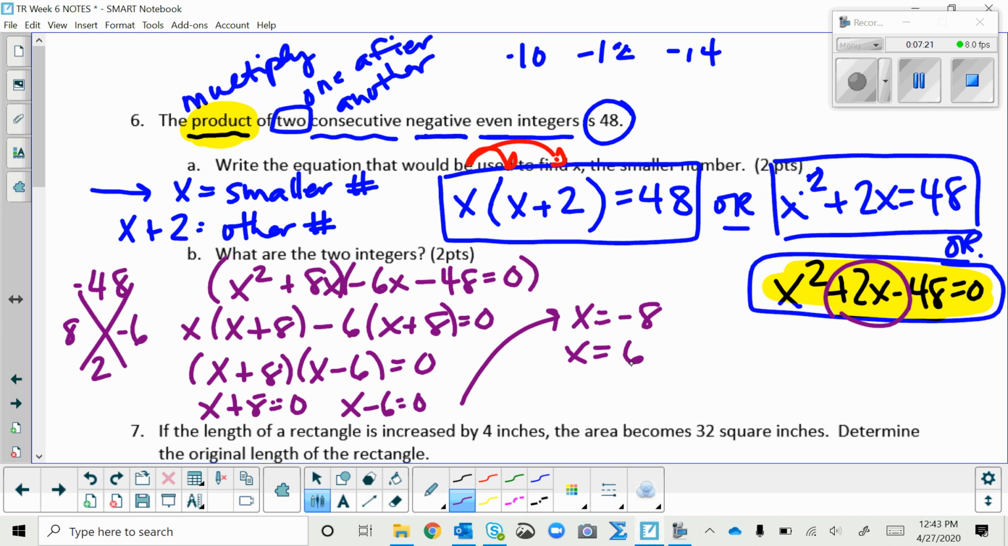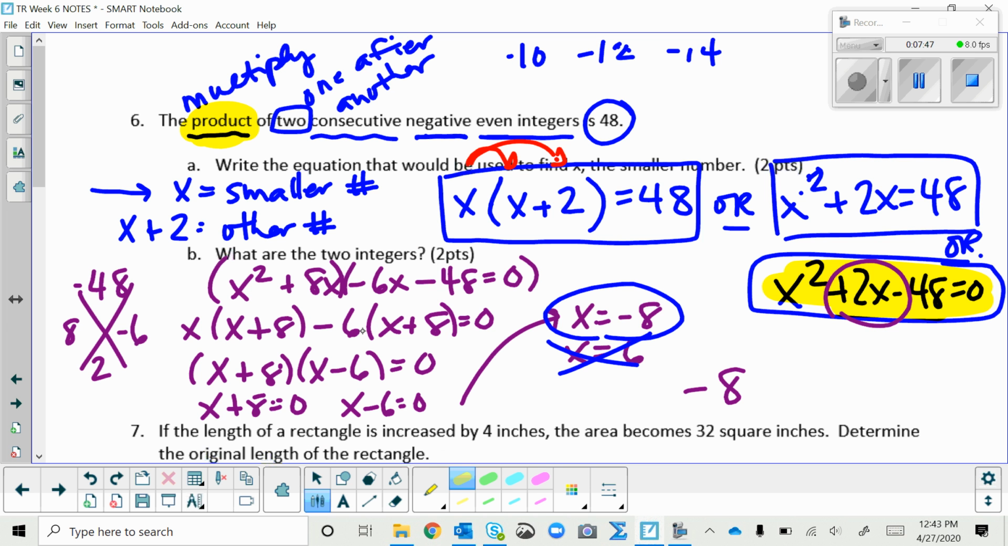Hopefully you came up with the 6, right? It cannot be 6 because the original problem asked us to find negative even integers. So it can only be the negative 8. But it asked us to find two numbers. So yes, negative 8 is one of them. But how do we find the second one?